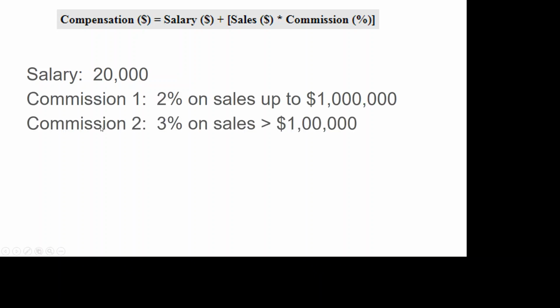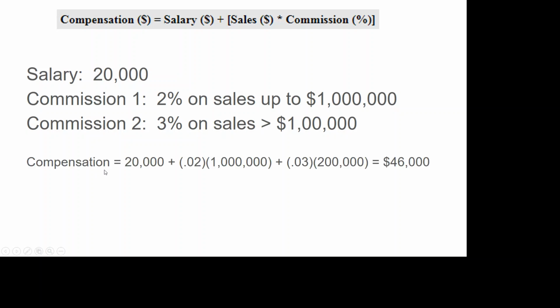Okay, so here we are. Salary is 20 grand. Commission one is 2% up to a million. Commission two is 3% on sales over $1 million. There's another typo there. So what is the total compensation?